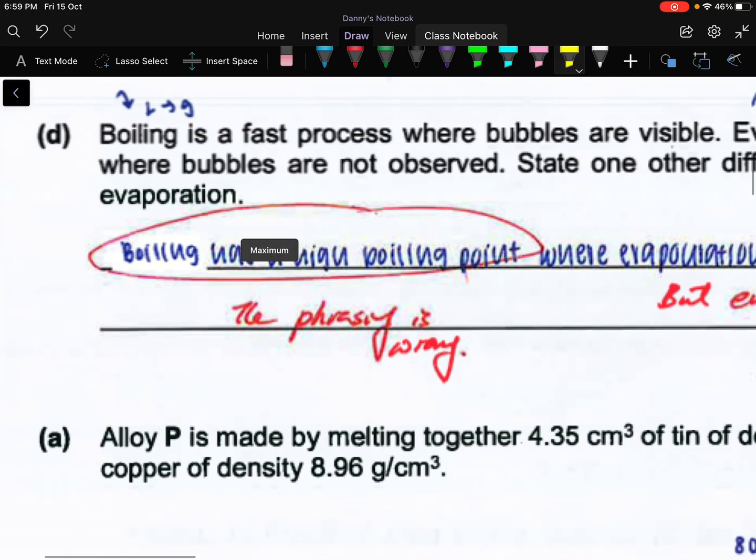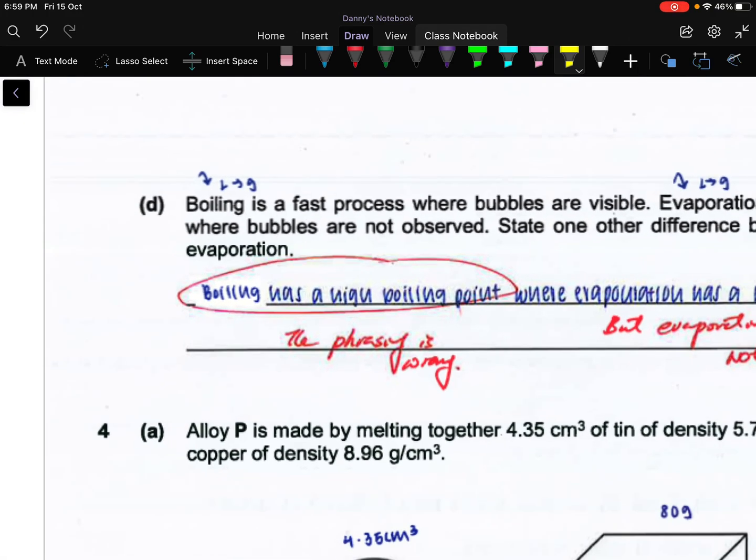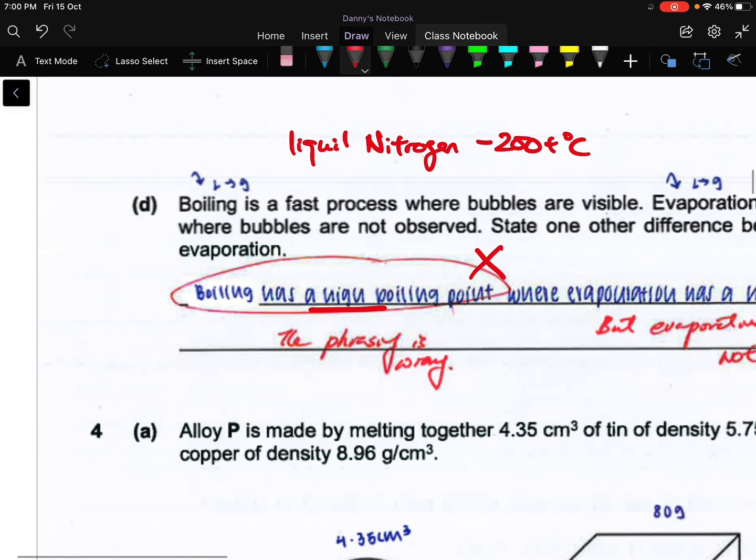Like for example, in this case, why I marked her wrong: boiling has a high boiling point. This is absolutely false. It shows that the student has oversimplified what she is about to learn, because what is the boiling point of liquid nitrogen? If you look at liquid nitrogen, it actually boils at -200 plus degrees Celsius. It is not a very high boiling point. In fact, it is a very low boiling point.